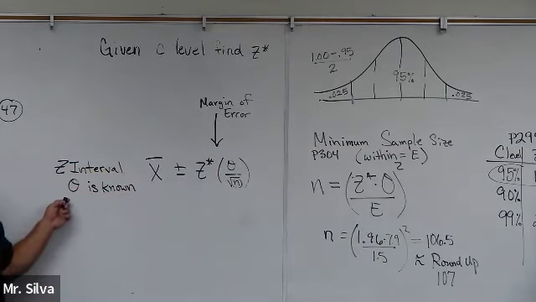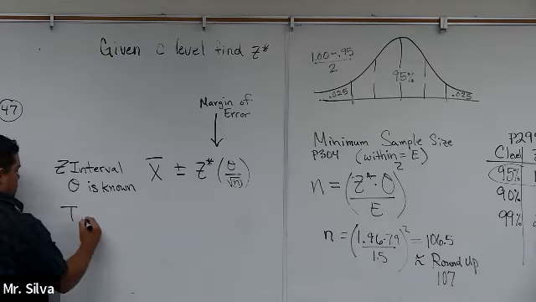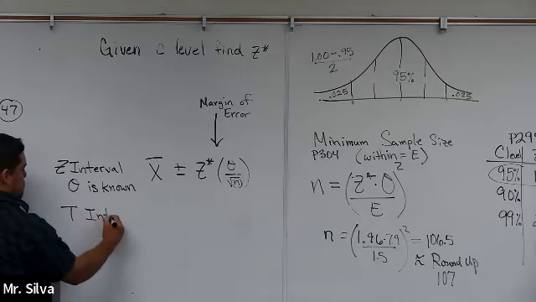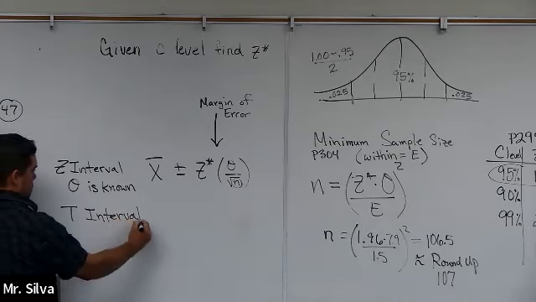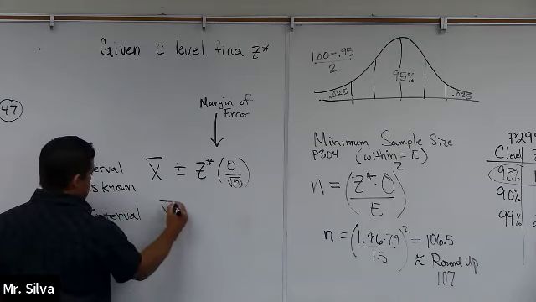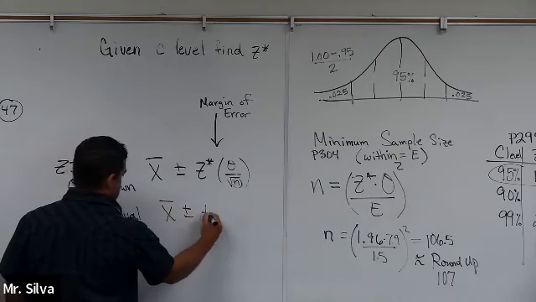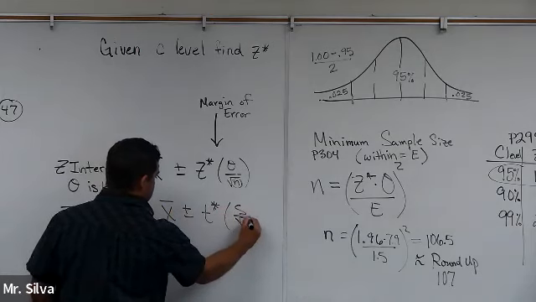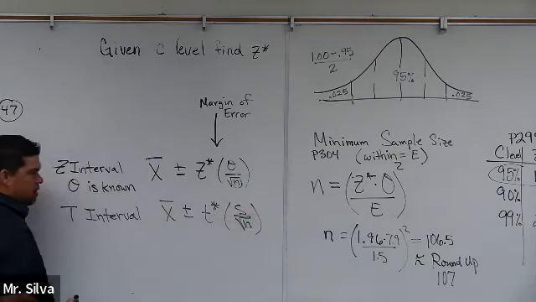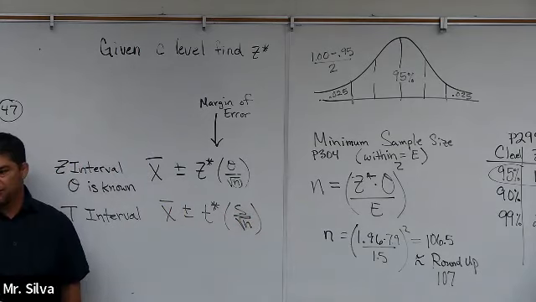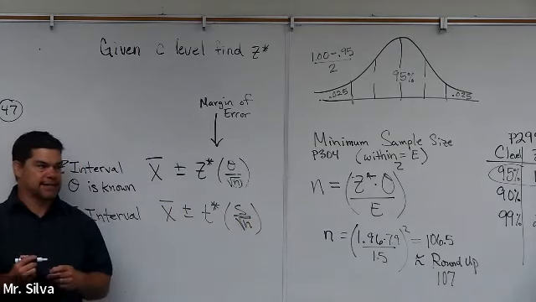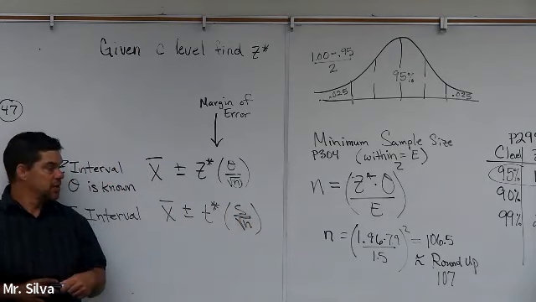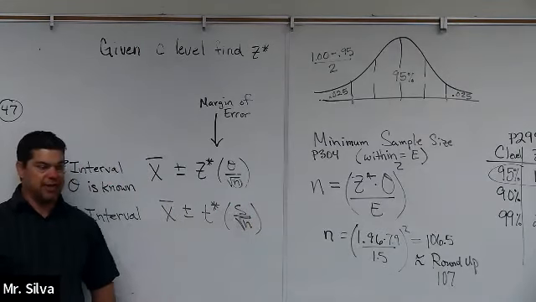If we don't know the standard deviation of the population, we have to do a different formula. And it's called a T interval. And it looks almost identical to what we just found. A couple tweaks, a couple modifications. So I replaced the population standard deviation with S. S is sample standard deviation.